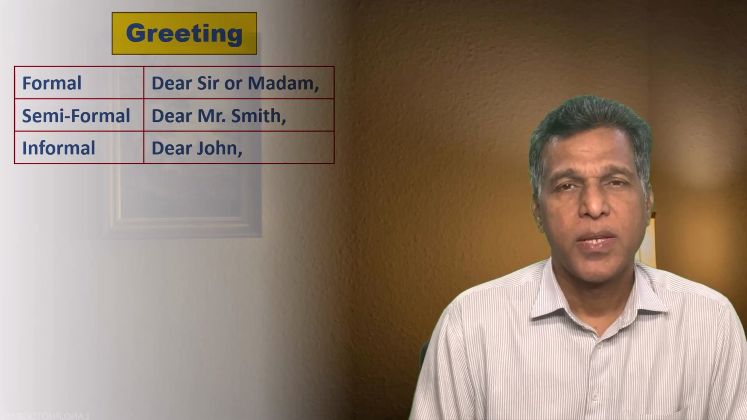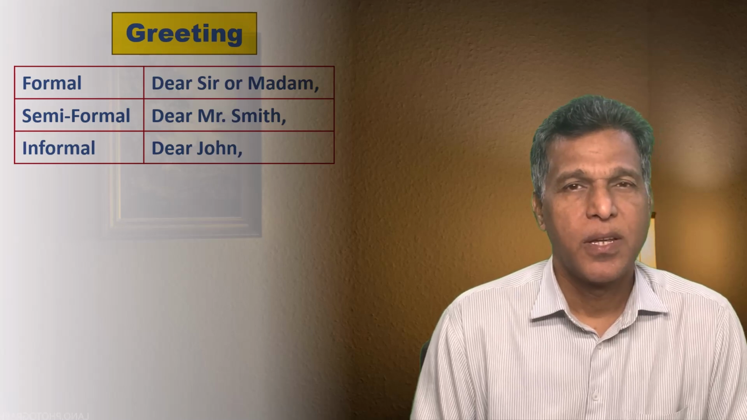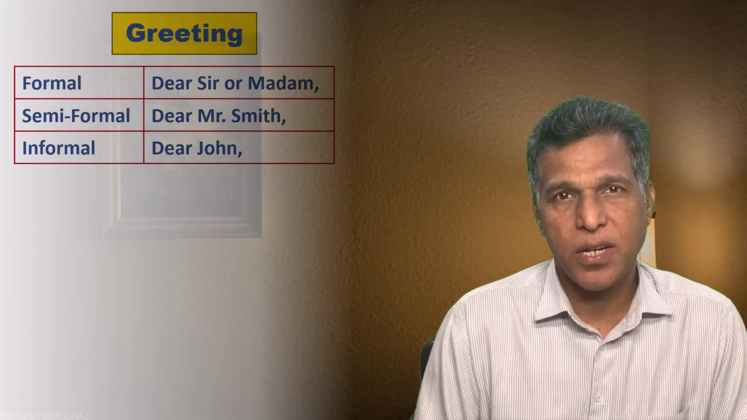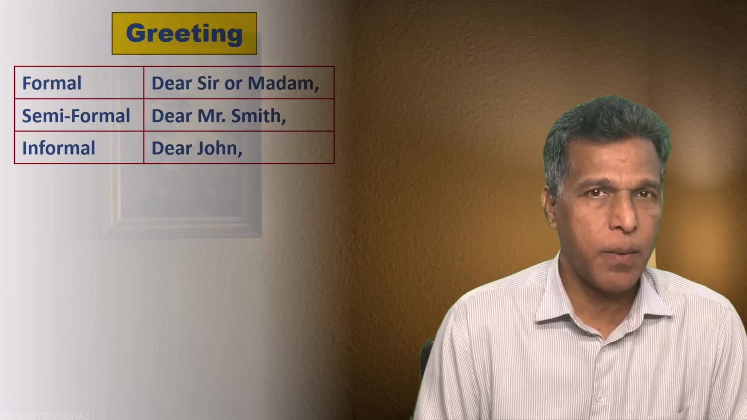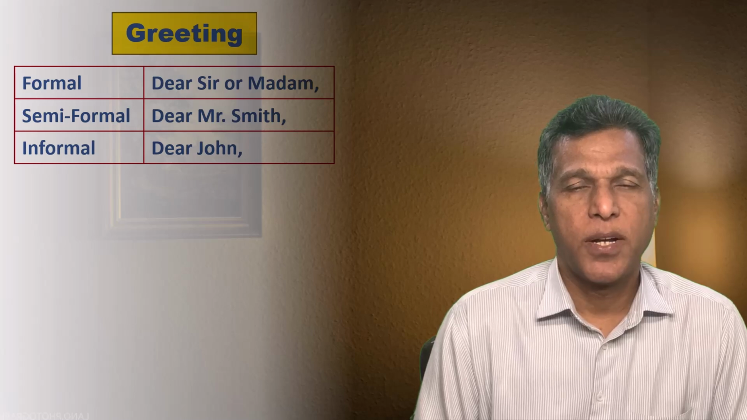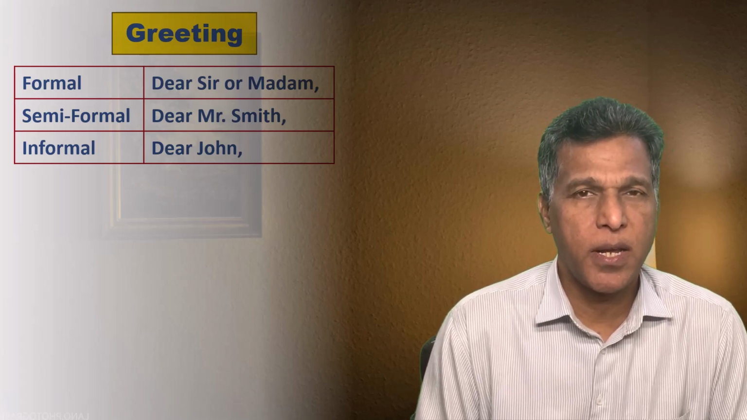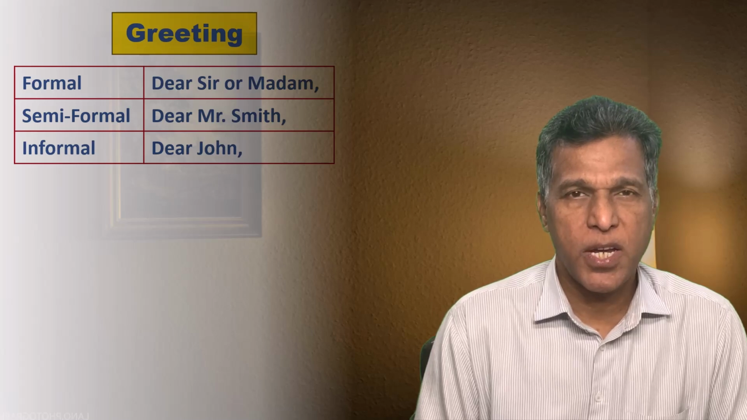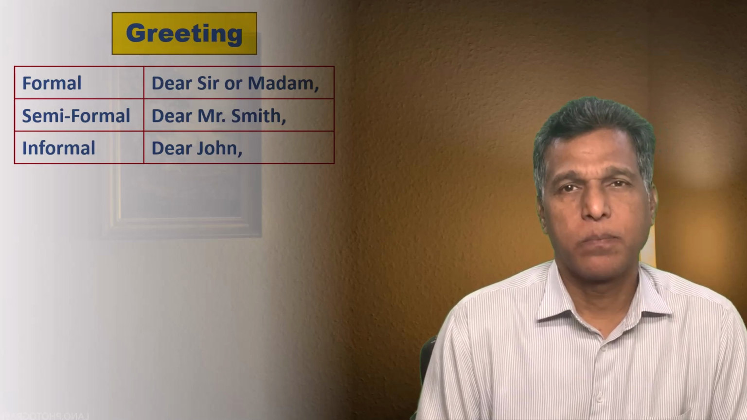Second one is semi-formal letters. "Dear Mr. Smith," with a capital D, Mr. with a capital M, and Smith with a capital S because it's a name, and a comma at the end. For informal letters, you start your letter with "Dear John," or "Dear Aslam," you can write any name. You start Dear with a capital D and John with a capital J, and then you put a comma. Be very careful about that, don't make this mistake.